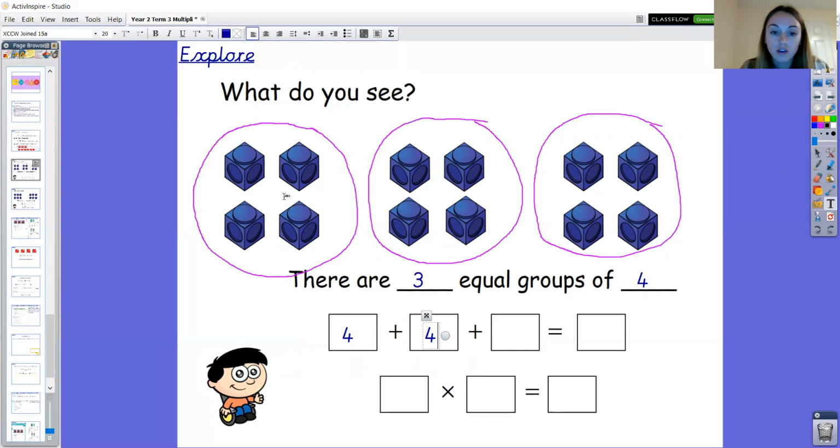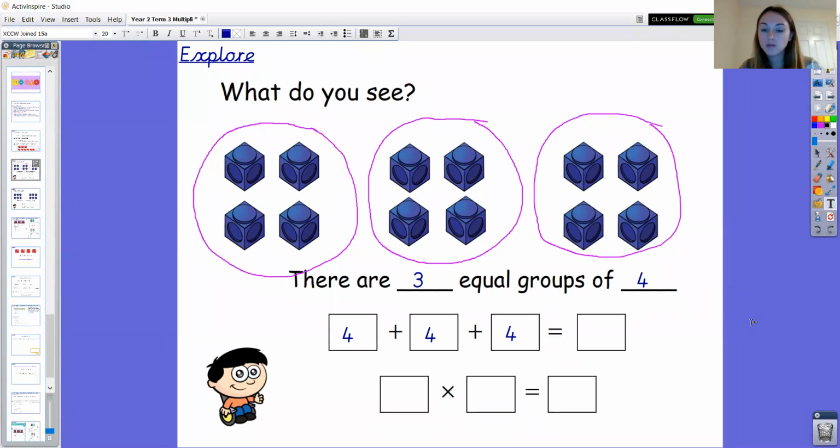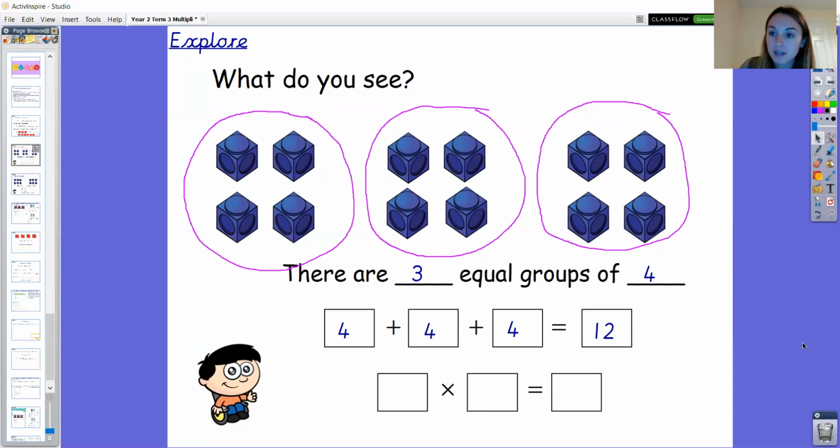So we have our first group of 4 cubes, our second equal group of 4 cubes, and our third group of 4 cubes, as you can see here. Okay, so what is the total amount of cubes? Well done, the total amount of cubes is 12. So there are 12 cubes altogether. Brilliant.